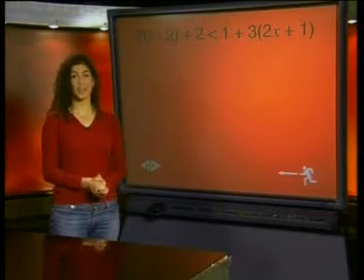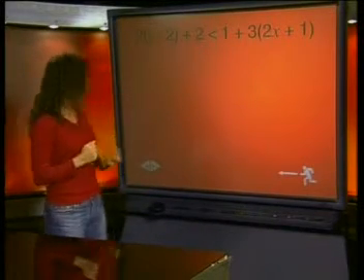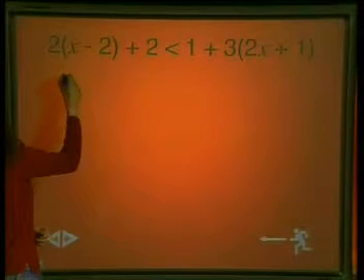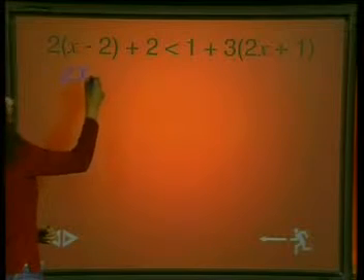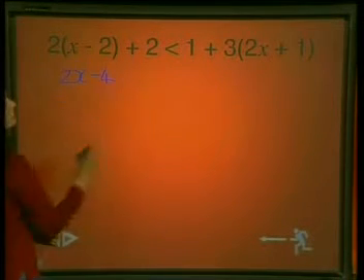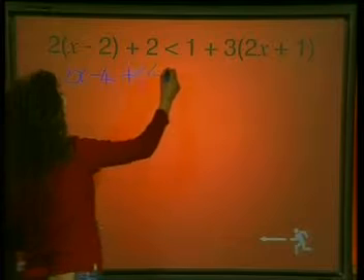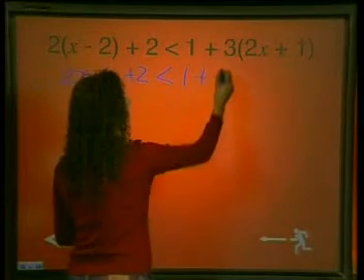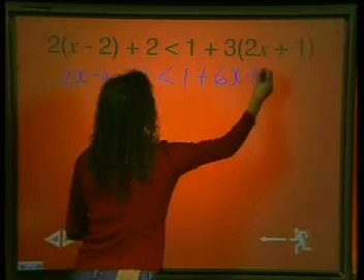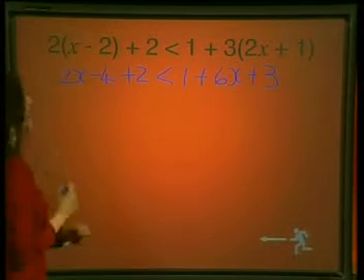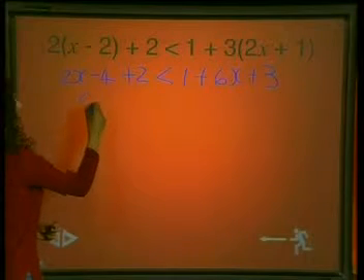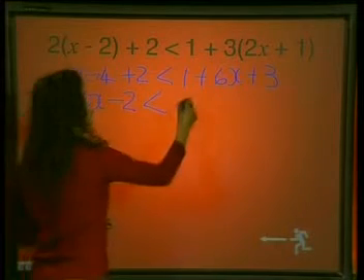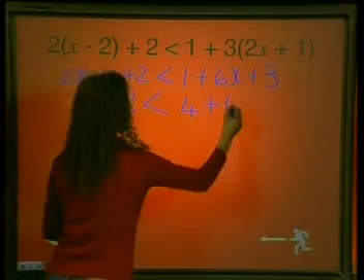Ready for another example? Now we need to solve for x. So the first thing we need to do is multiply our brackets out. So we get 2x minus 4 using the distributive law plus 2 is less than 1 plus, multiplying out again, 6x plus 3. Now let's just add our like terms on either side. So we get 2x minus 2 is less than 4 plus 6x.